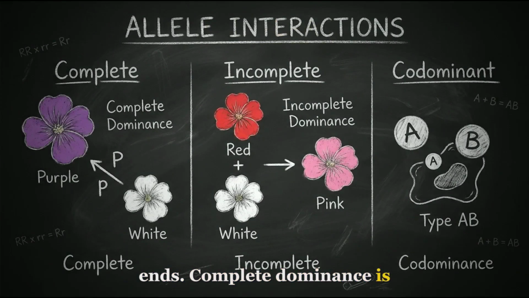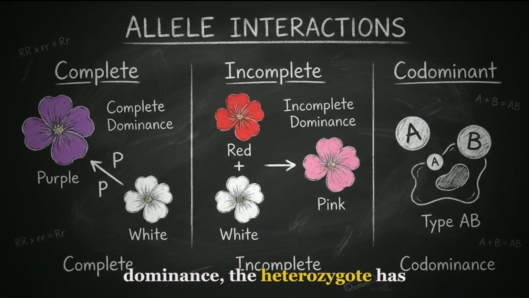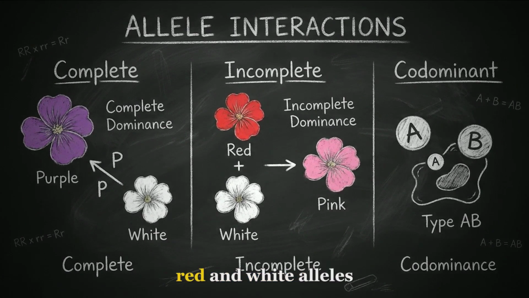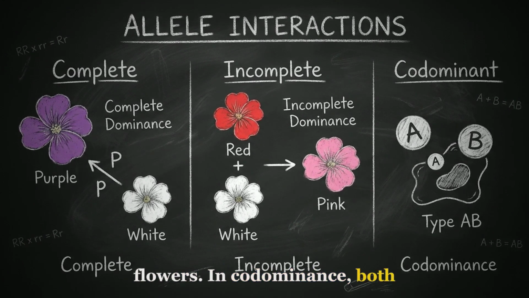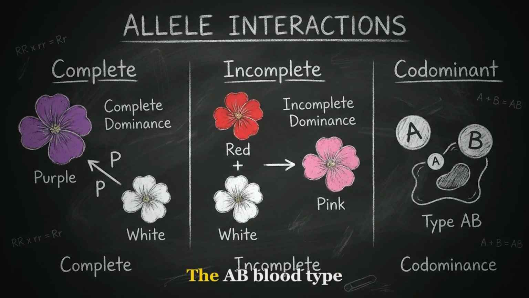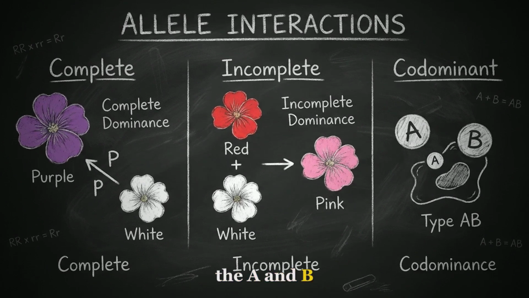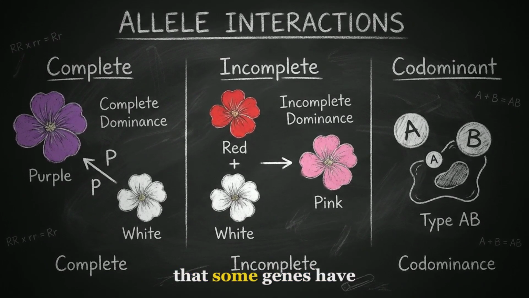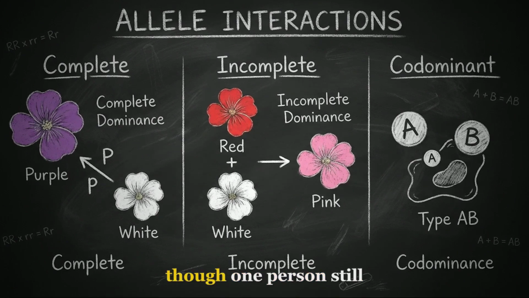Complete dominance is only one way alleles can interact. In incomplete dominance, the heterozygote has an intermediate phenotype. In a classic flower example, red and white alleles can produce pink heterozygous flowers. In codominance, both alleles are visibly expressed. The AB blood type is a well-known example. The A and B alleles are both expressed. That also reminds you that some genes have more than 2 alleles in the population, even though one person still carries only 2 copies.